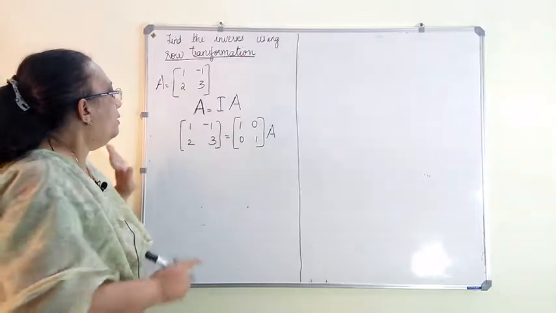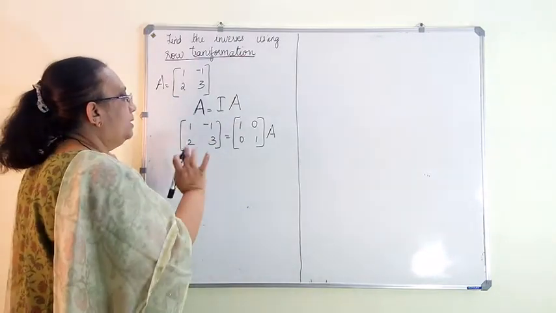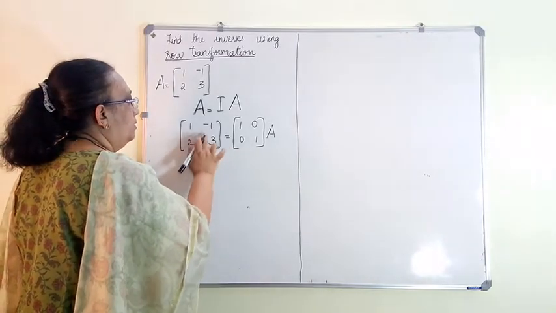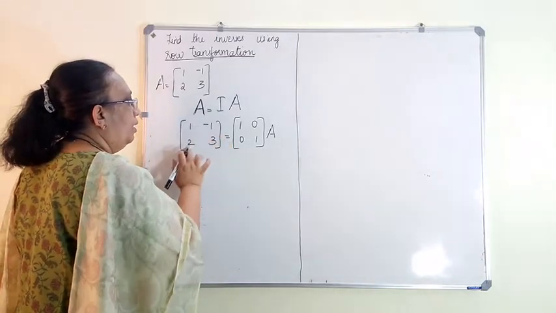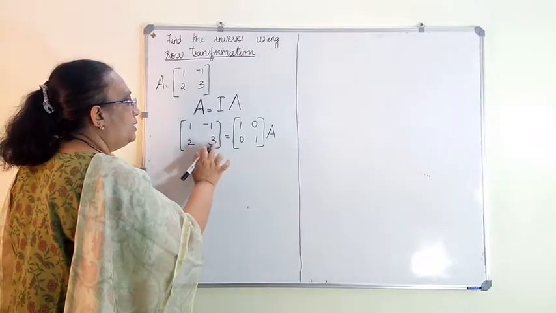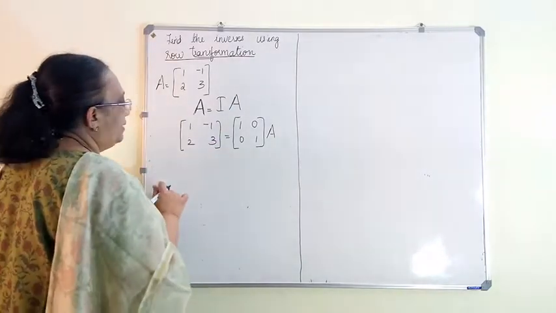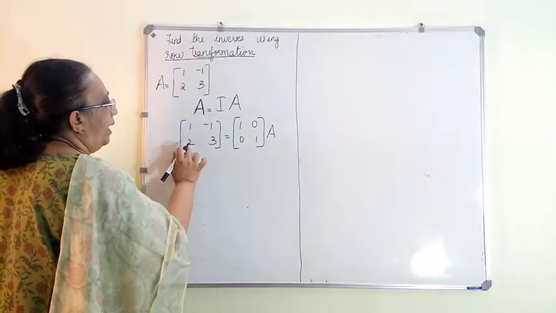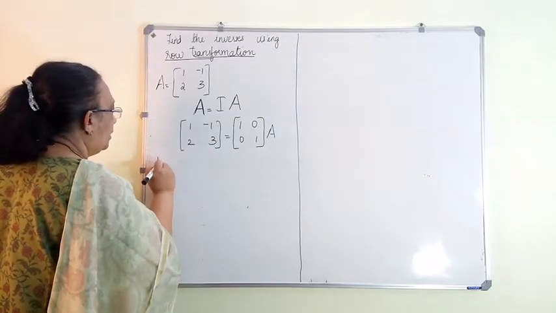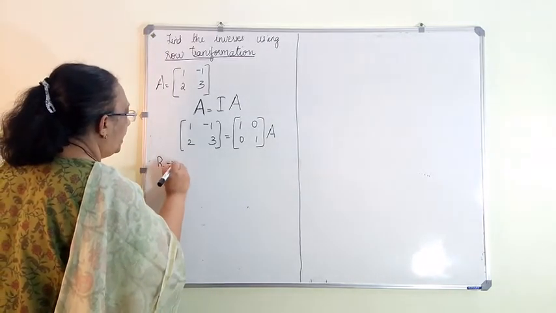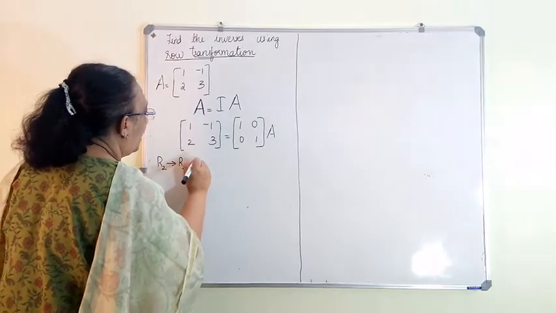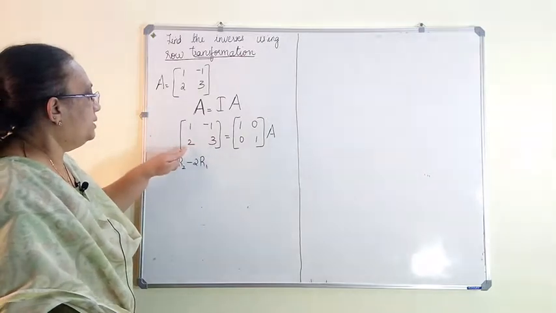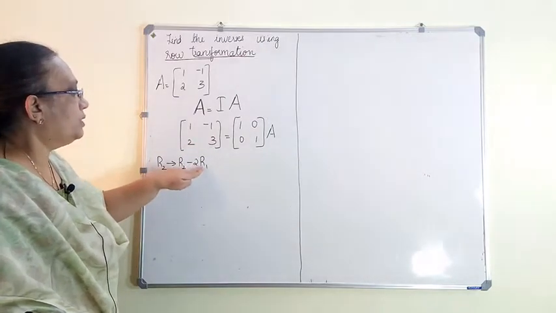So here when you observe the question, it is a simple question. Already it is 1 over here. Minus 1, so this minus 1 should become 0. This 2 should become 0. 3 should become 1. How can you make that change? Now, first I will make this 2 as 0. So how can you do that? R2 is changed as R2 minus 2R1.